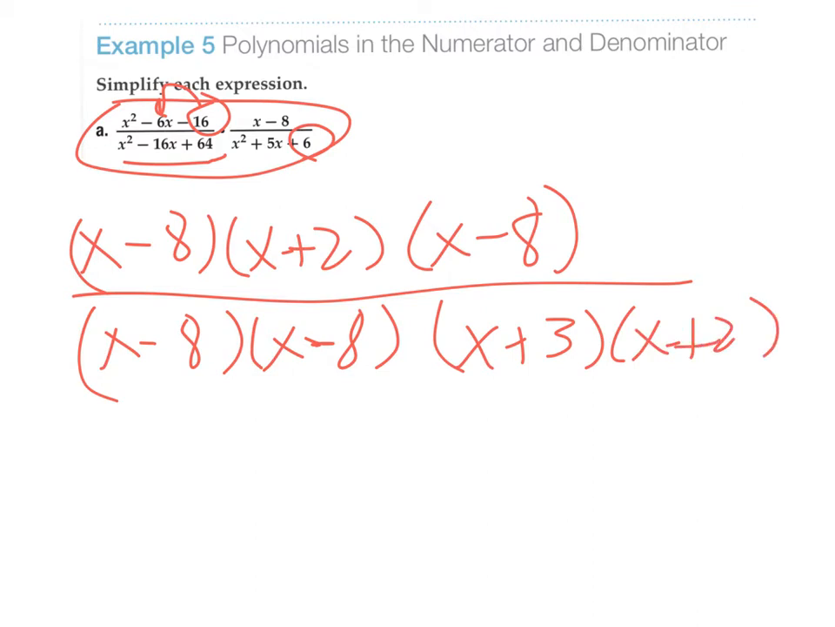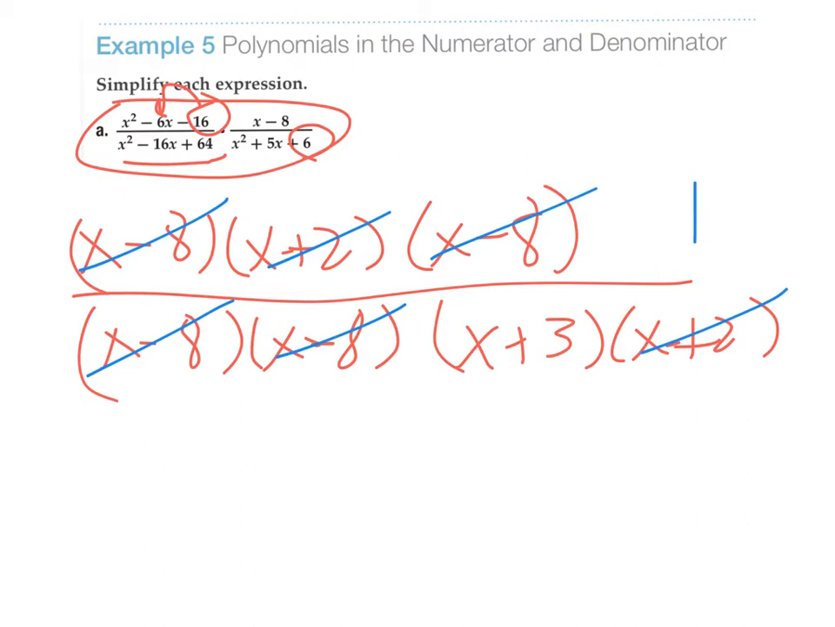So now once I have it all factored, I'm doing the same thing as I did before, so I'm going to cancel out those that are exactly alike. X minus 8, x minus 8, x plus 2. Now in this scenario, everything on top cancels, so that means we have a 1 left over, because there's an invisible 1 in all these problems.